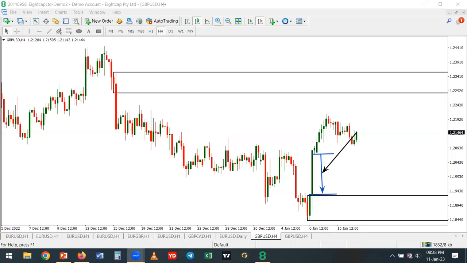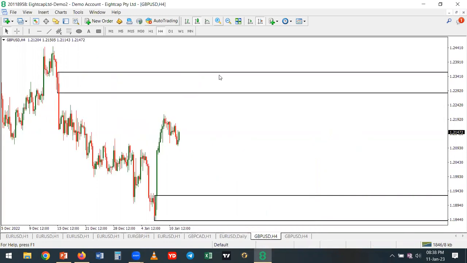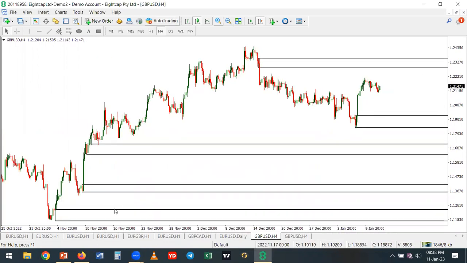Now, whenever you have a fair value gap, an FVG, this is what attracts price in a particular direction. And whenever you see an FVG, there is an order block, most of the time before that FVG. All right. So that is it about fair value gap. Hope we understand this.